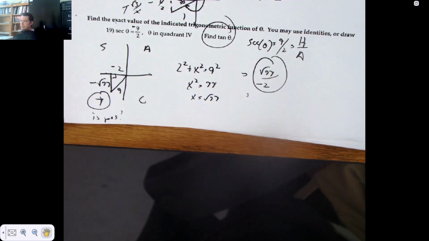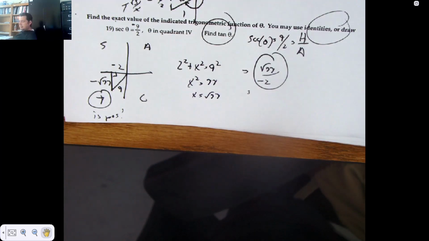Do your little Pythagorean theorem. 2 squared plus something squared is 9 squared. 9 squared is 81. 2 squared is 4. The difference is 77. So x is root 77. Now you can do your tangent. Tangent is opposite over adjacent. So it's going to be root 77 over what? Negative 2. Ta-da! Done. If you want to use identities, you can too.